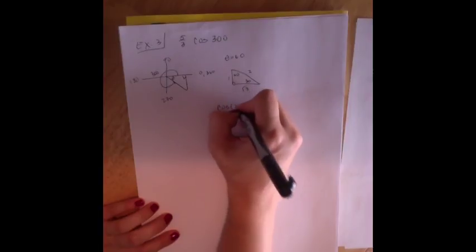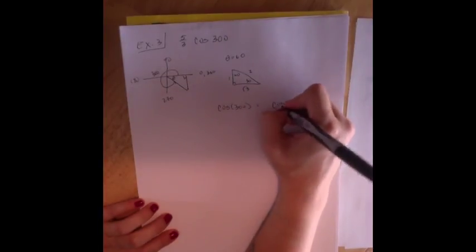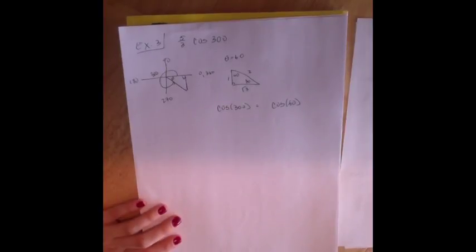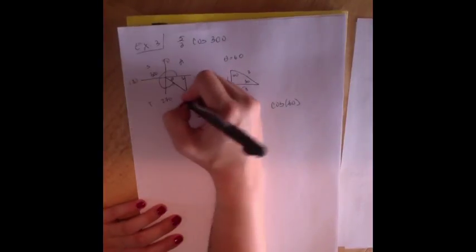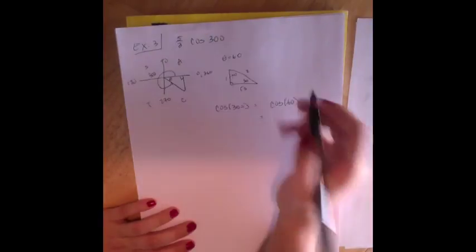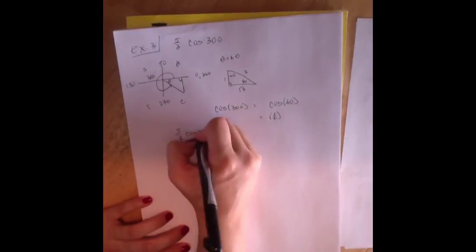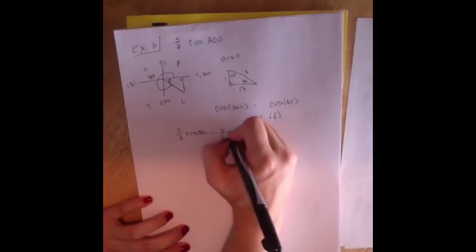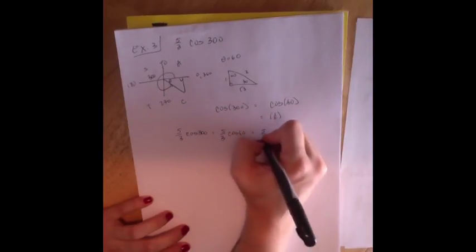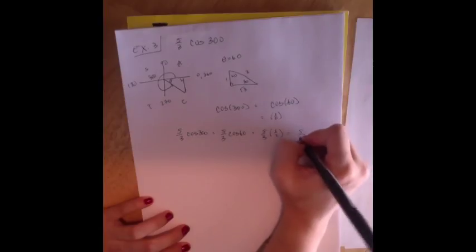So the cosine of 300, its related angle is 60, and all students take calculus. In the fourth quadrant, cosine is positive, so the cosine of 300 is the cosine of 60. And the cosine of 60 is adjacent over hypotenuse, is 1/2. So 5/3 cosine 300 is the same as 5/3 cosine of 60, which is 5/3 times 1/2, which gives me 5/6.